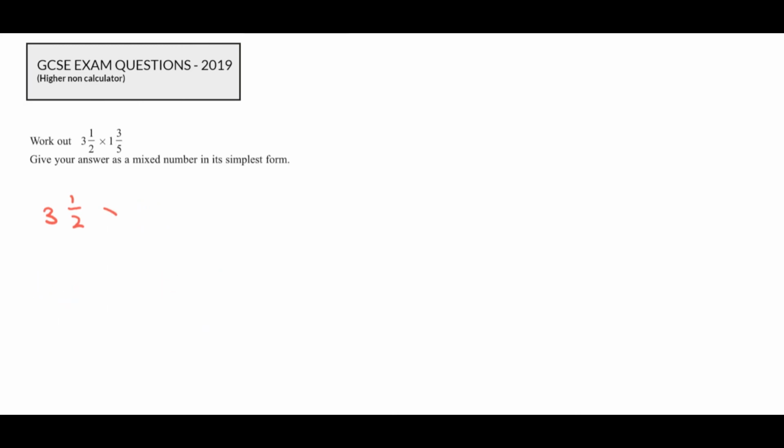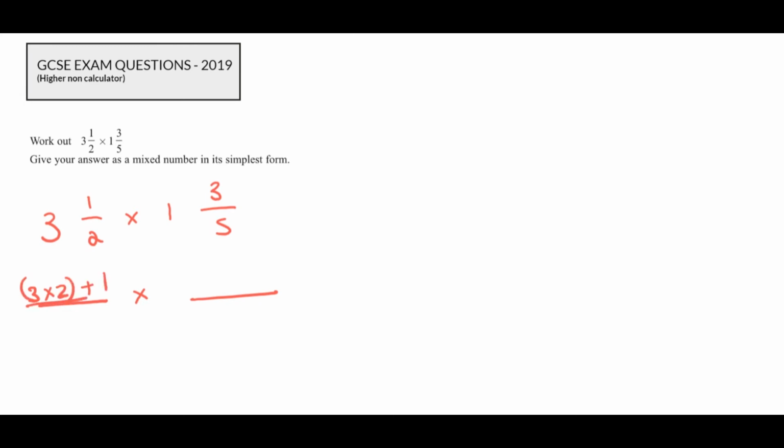Because, to fully understand these, we need to go through it, yeah? So remember, I've got 3 and a half, times that by 1 and 3 fifths. So what's happening here, remember, I'm going to do one division line here. How I simplify this, I go 3 times 2 plus 1 goes on the top.